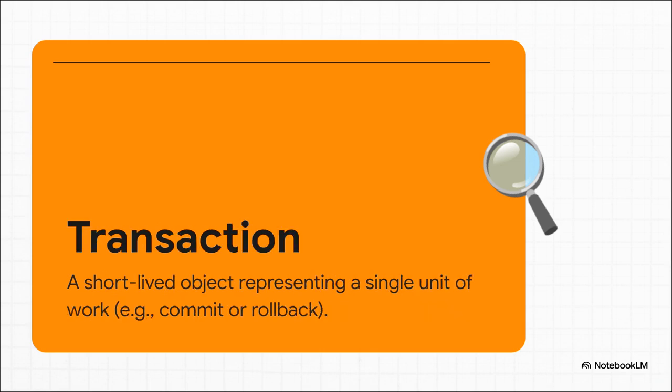And finally, wrapping it all up, we have the transaction. And this is your absolute safety net. Any work you do inside a session, let's say you're saving a new user, is wrapped in a transaction. This ensures that all the database operations for that task either succeed completely, that's a commit, or if anything goes wrong, they fail cleanly and leave the database totally untouched. That's a rollback. It's what guarantees your data stays consistent and safe.